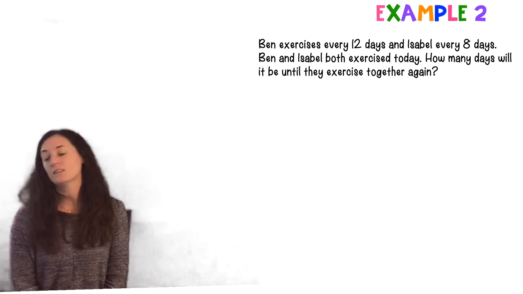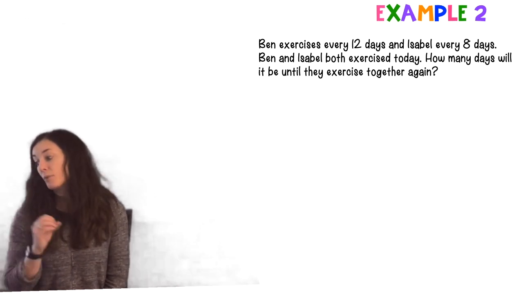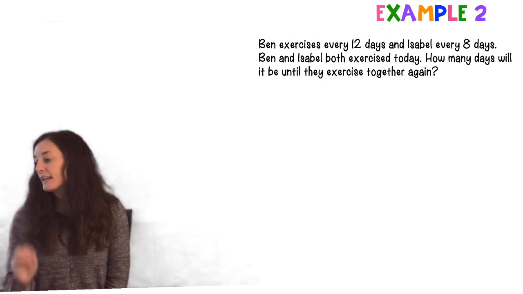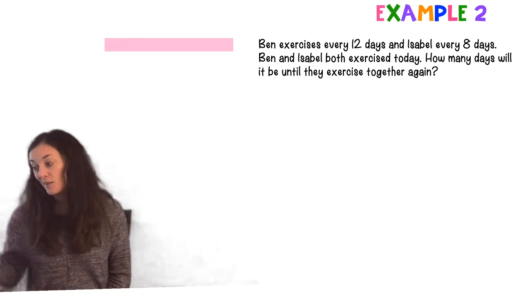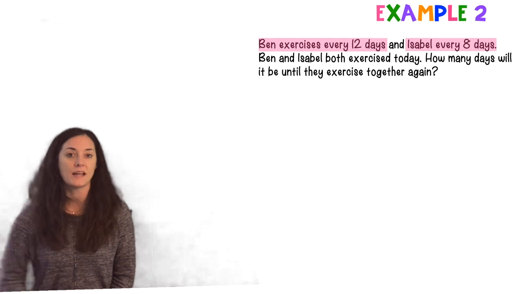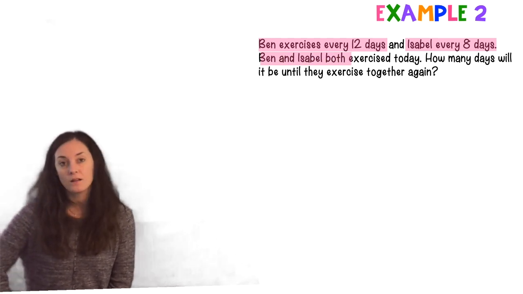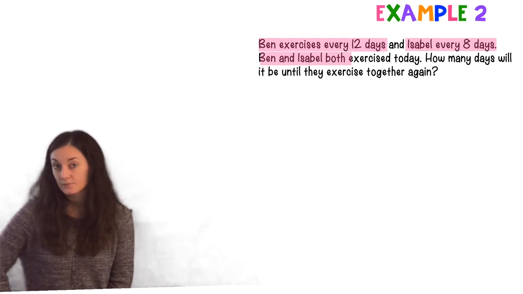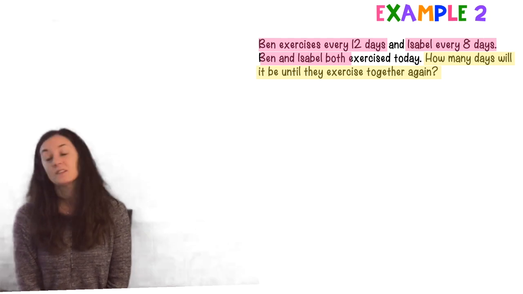So example number 2. I've got to read it again. I don't have it memorized. So Ben exercises every 12 days and Isabel every 8 days. Ben and Isabel both exercise today. How many days will it be until they exercise together again? What do I know? I know that Ben exercises every 12 days. Isabel exercises every 8 days. Both Ben and Isabel exercise today. Okay, so what do I need to know? Well, I need to know how many days will it be until they exercise again.